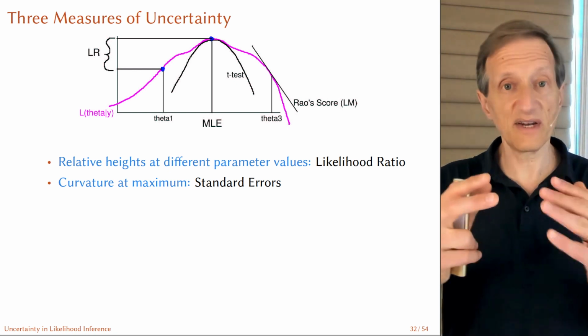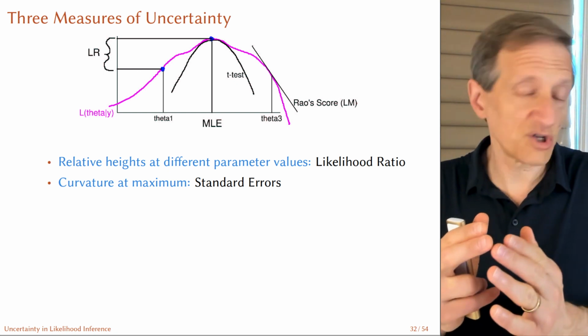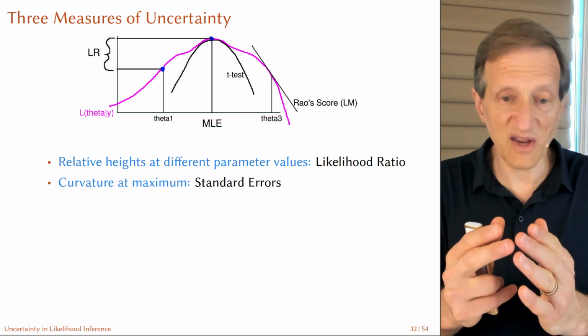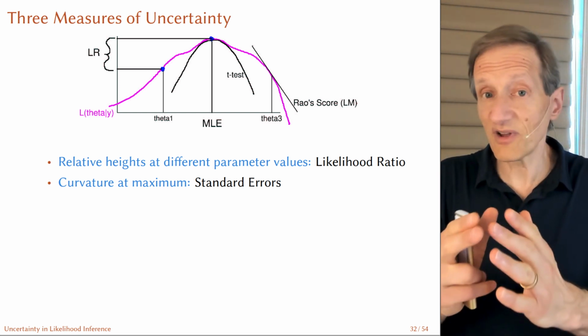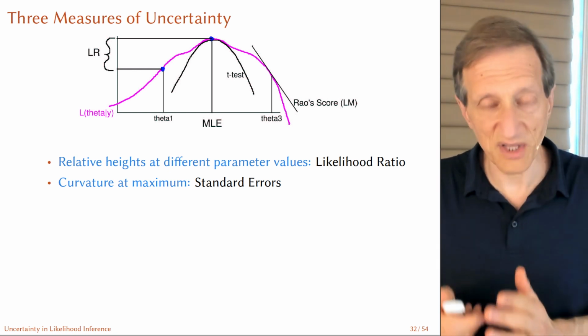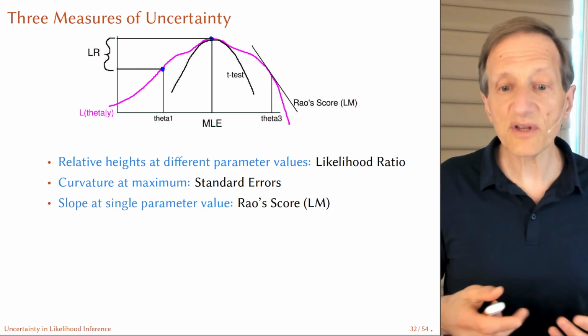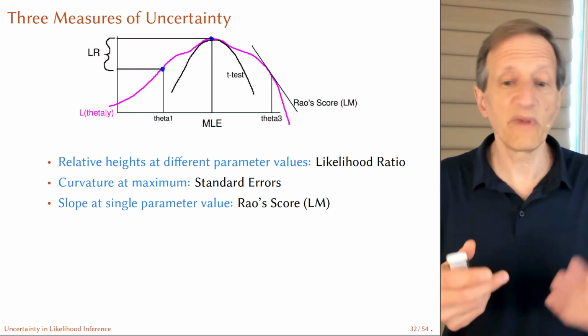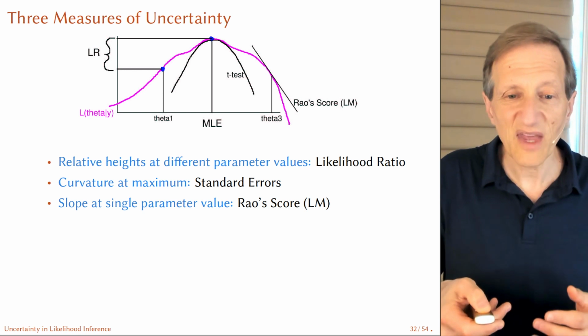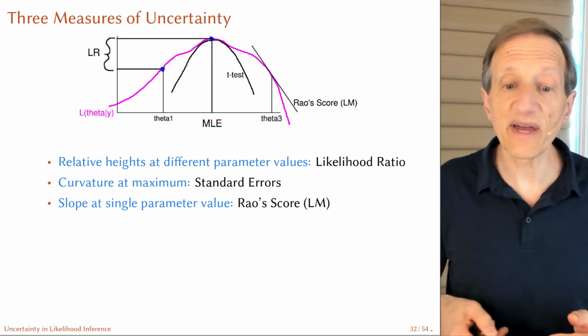And the more curved it is at the maximum, the more certain we are, because the height of the curve at the maximum compared to any other points will be a much bigger difference in the likelihood. A third measure, which you may come across, I'm not going to explain in much detail, but it's intuitive and it's right here, is the slope at a single parameter value.